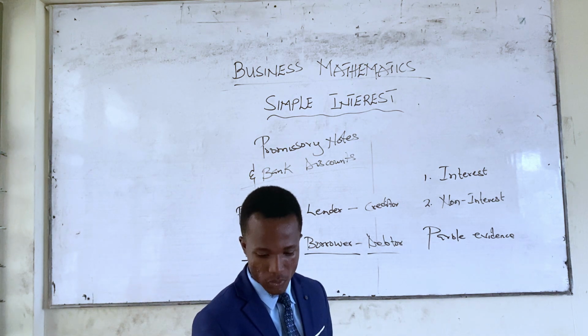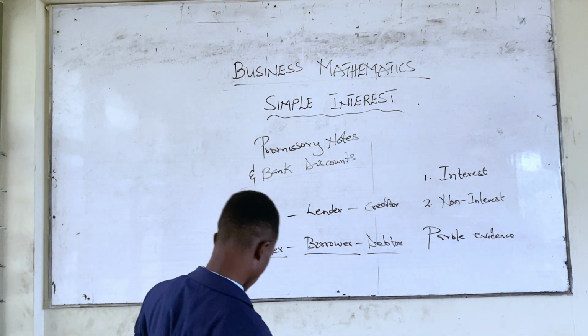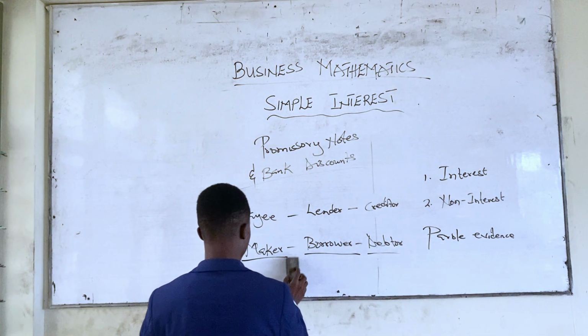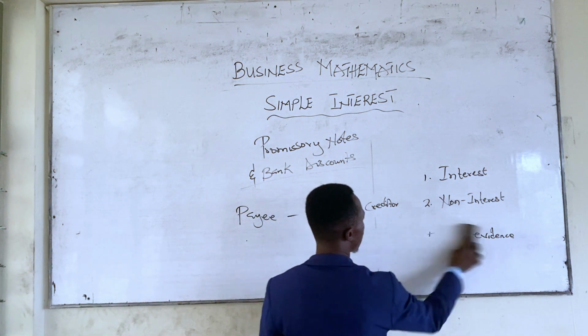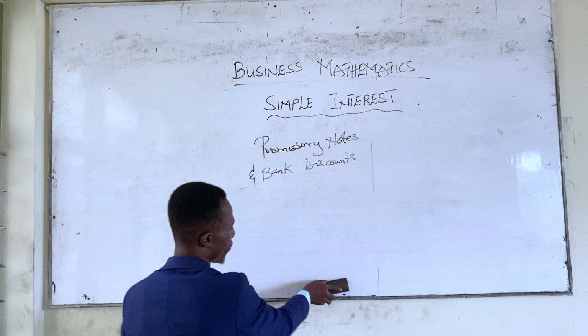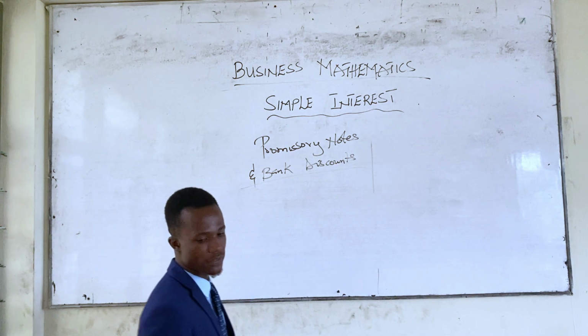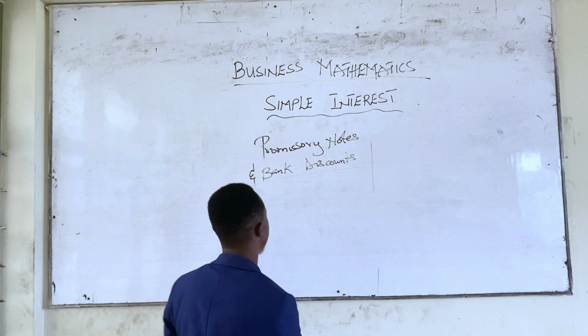So we are going to look at some of the terminologies under this promissory note, some of the things you should note. We have so many terms, but let's look at them before we pick an example. We have face value, date, and time, or term.